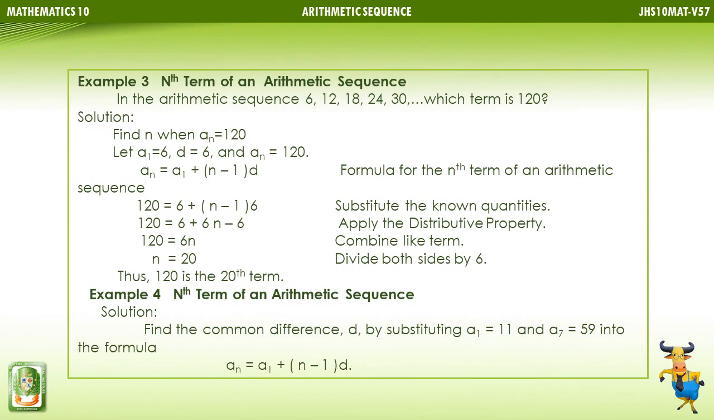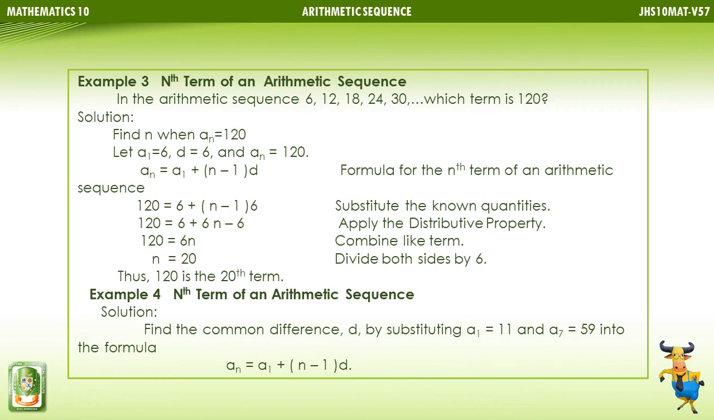Example 3. Nth term of an arithmetic sequence. In the arithmetic sequence 6, 12, 18, 24, 30, which term is 120? Solution. Find n when a sub n equals 120. Let a sub 1 equals 6, d equals 6, and a sub n equals 120. A sub n equals a sub 1 plus n minus 1 times d. Formula for the nth term of an arithmetic sequence.